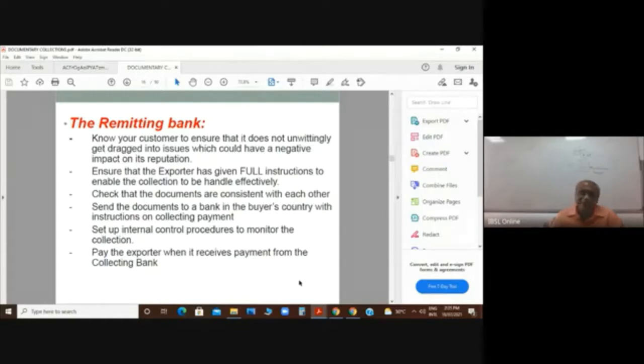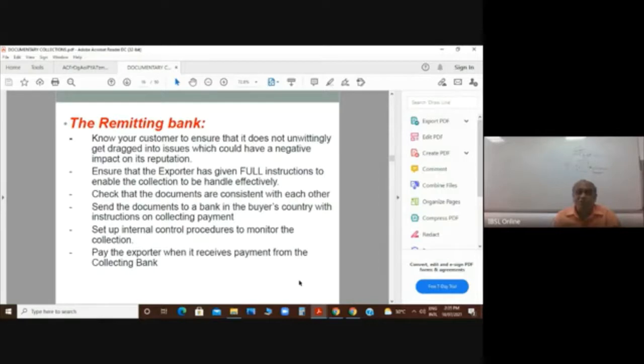By mistake, they have submitted the wrong BL. The customer can't clear the goods now because all the other documents are related to Bajaj 250cc motorbikes, and now the BL is for something else. So before you dispatch the documents, we have to check whether the documents are consistent with each other.